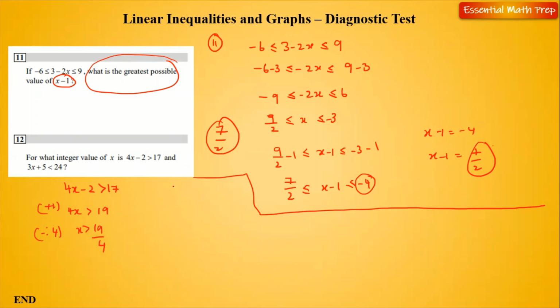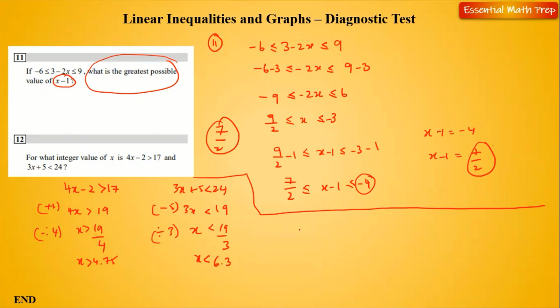Let's go ahead and solve the second portion. 3x plus 5 less than 24. Let's subtract 5 on both sides, which is 19. You divide by 3 on both sides, so x is less than 19 over 3. Because these are two different values, let's convert them. 19 over 4 is 4.75. So x is greater than 4.75 and x is less than 19 over 3, which is about 6.3, right?